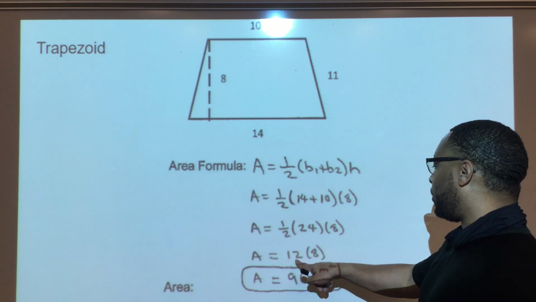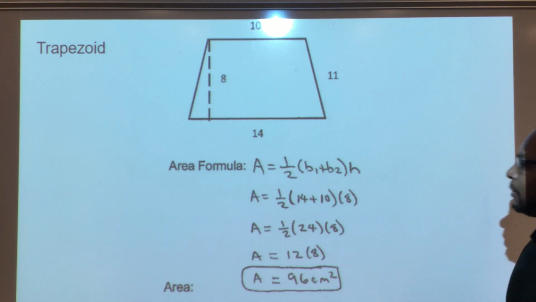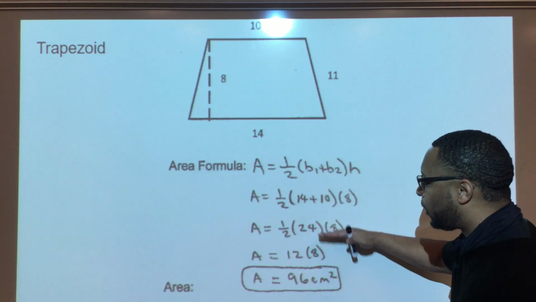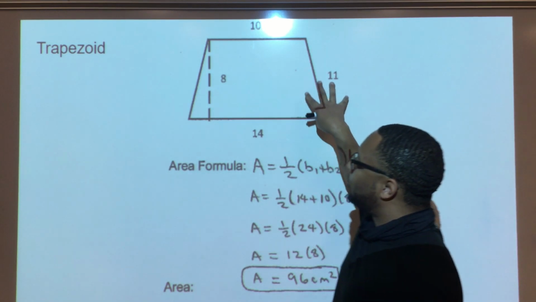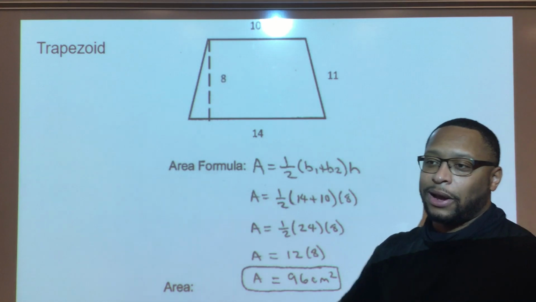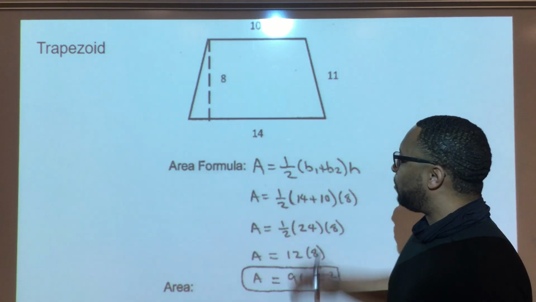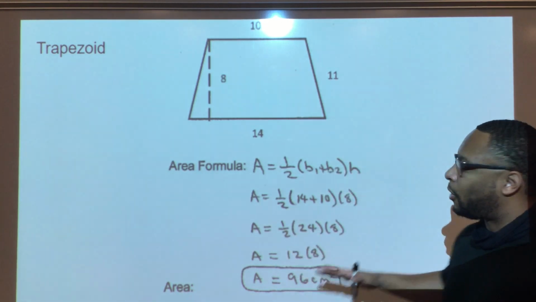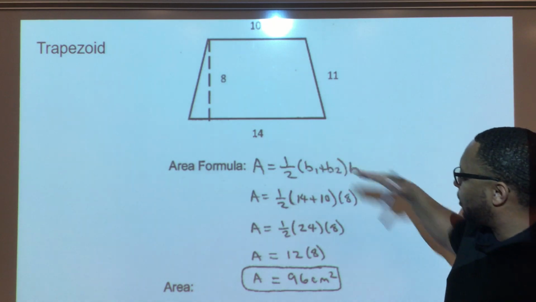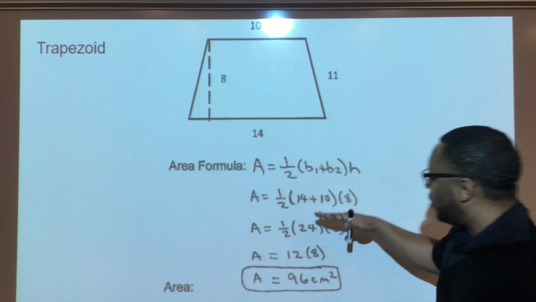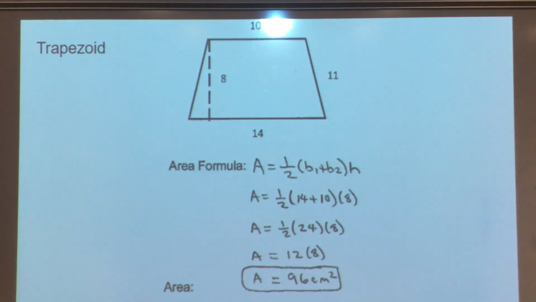It's 12. 12 times 8 gives me 96 square centimeters, and I'm done. If you follow the formula and go step by step, this is straightforward. Now, if I had to try to find the area of this and I didn't write a formula and I tried to do it all in my head, that's when it gets challenging. But we don't want to do any math in our head, okay? Just follow the formula. Write the formula, fill in the numbers, and then just go step by step and you'll land on the answer. That's what's going to happen.